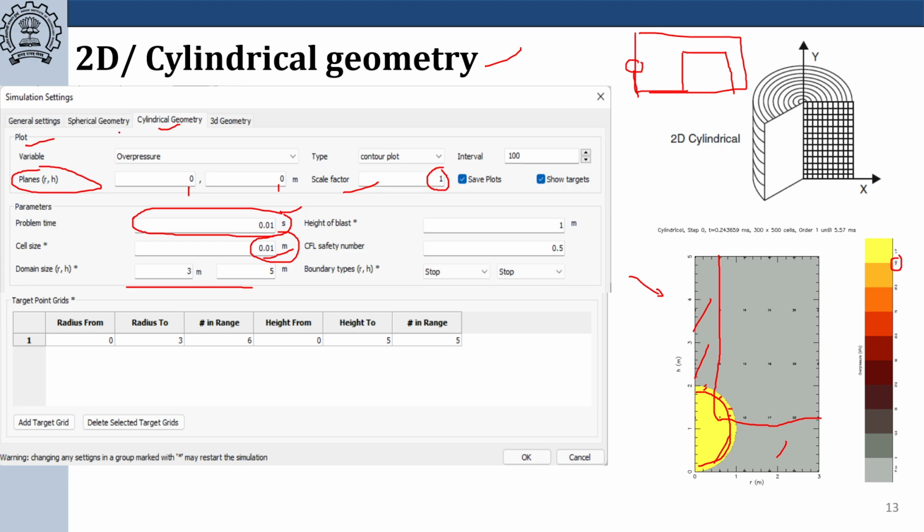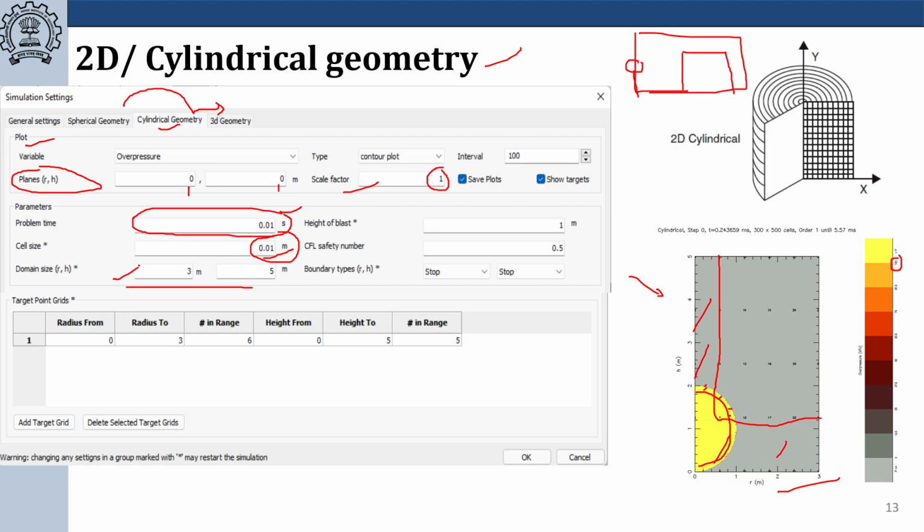Or else you can directly skip the cylindrical geometry and go from spherical geometry to three-dimensional geometry, but it will increase your computational time. So that is the case. And if you want to solve the problem only in two-dimensional geometry, you can use this one. You have to change the domain sizes, and you have to introduce your two-dimensional geometrical structure inside this.